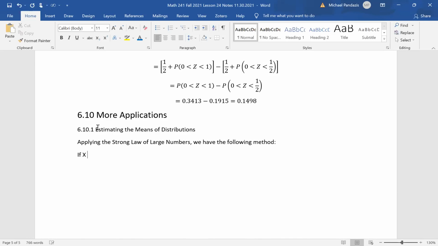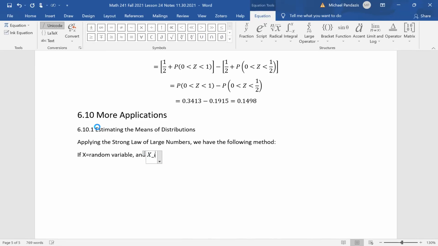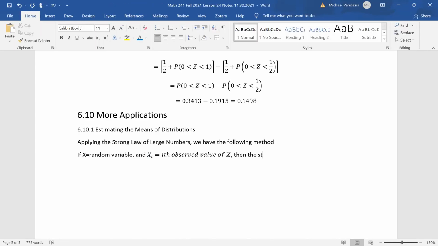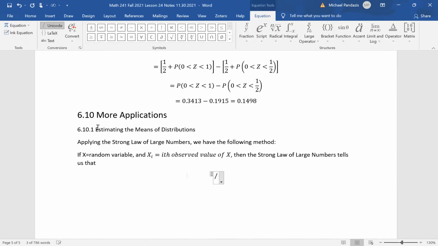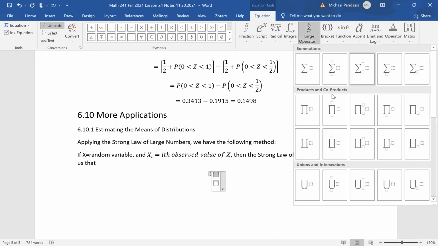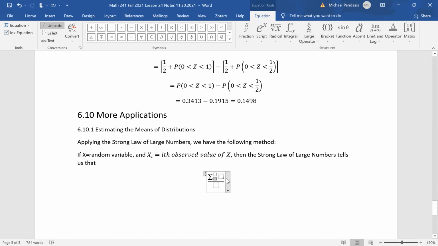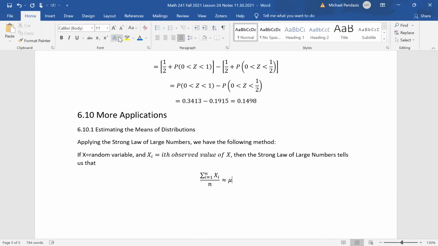So if x is a random variable and x sub i is equal to the ith observed value of capital X, then the strong law of large numbers tells us that the sum of the observed values of x, so the sum from i equals 1 to n of x sub i, divided by n, the number of times you observe, is approximately the mean mu, with great probability if little n is large.